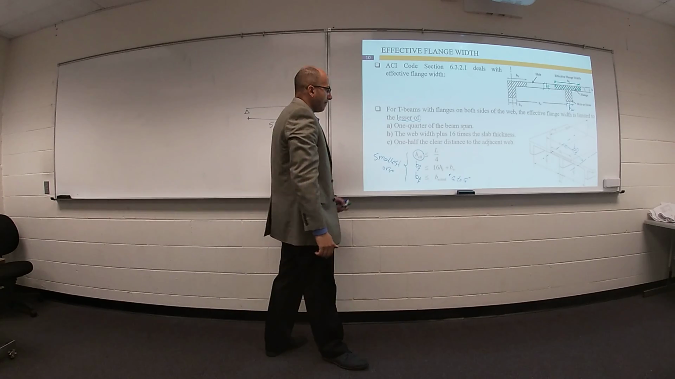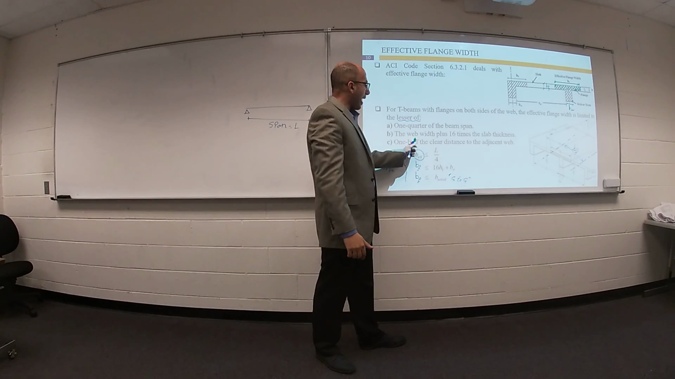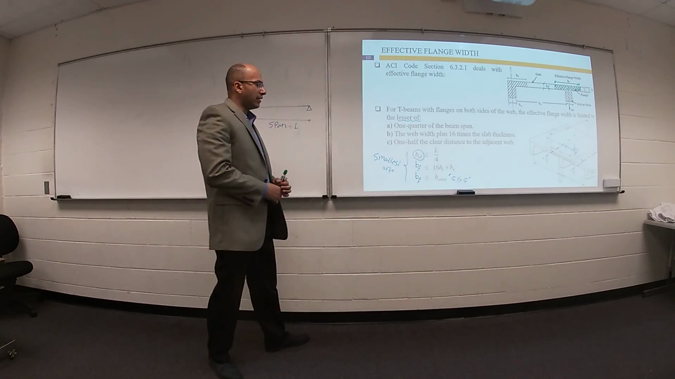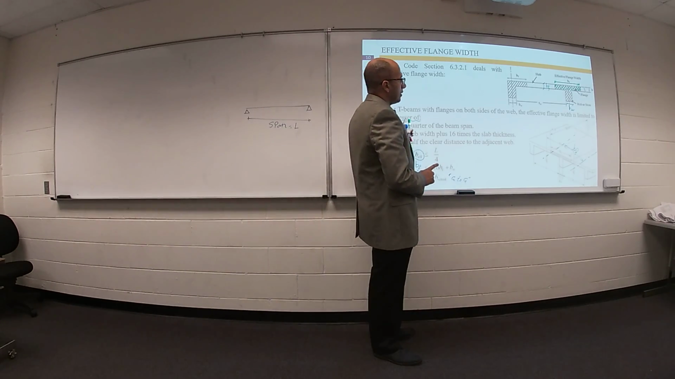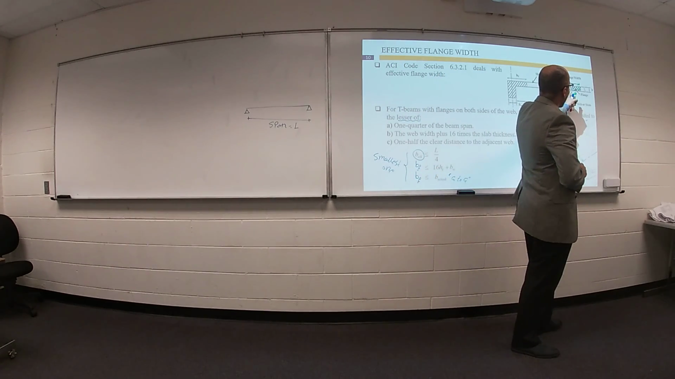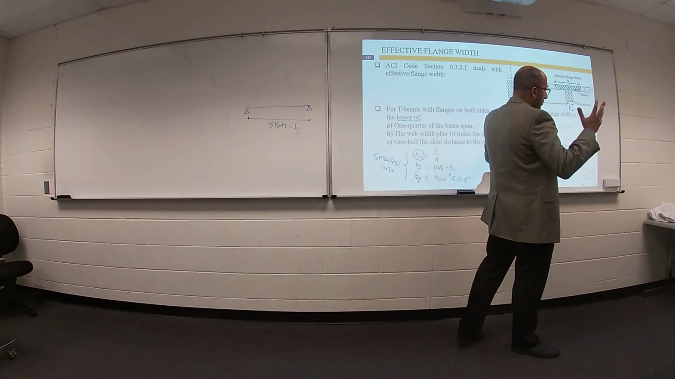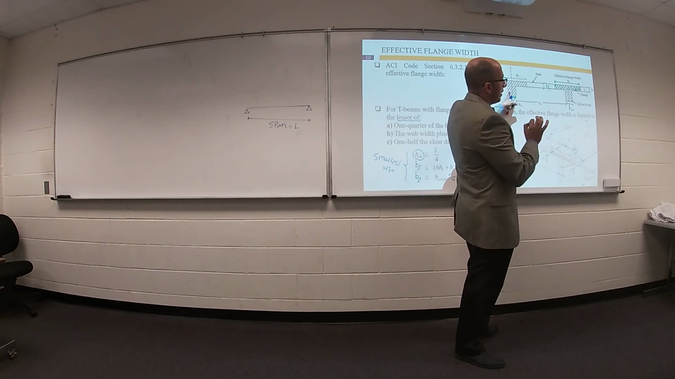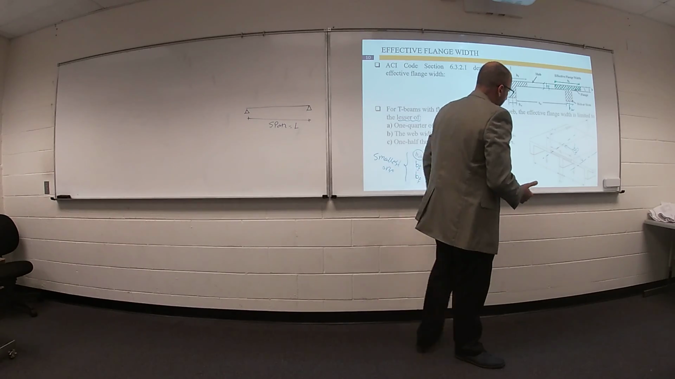1/4 of the beam span, the web width plus 16 times the slab thickness, or 1/2 the clear distance of the adjacent web, center line to center line. This is the first case. If you are talking about an intermediate beam, we have a slab on this side and a slab on the other side. Sometimes your beam is an edge beam. Edge beam means we have only slab from one side. We don't have anything for the other side.